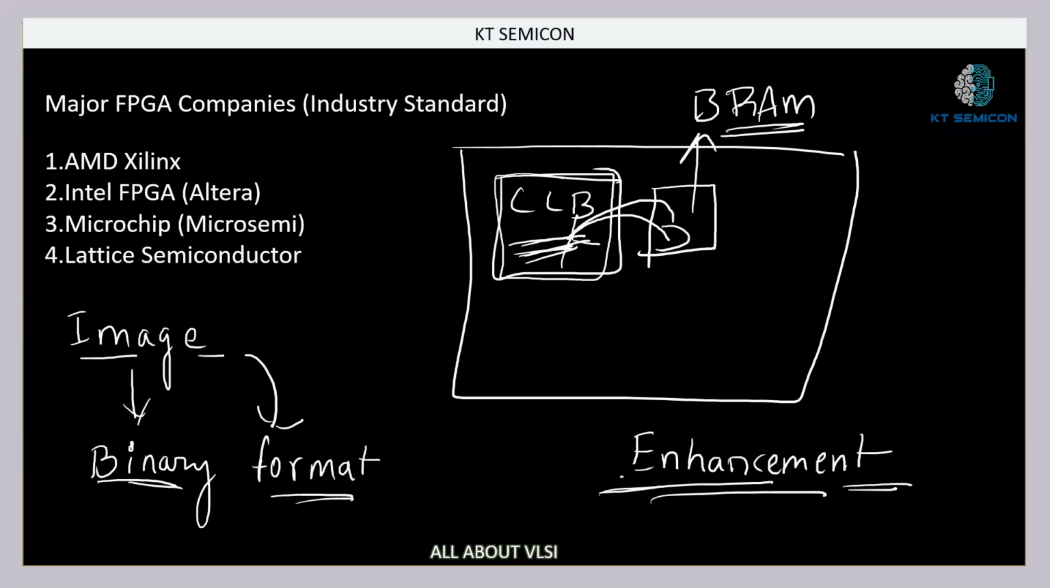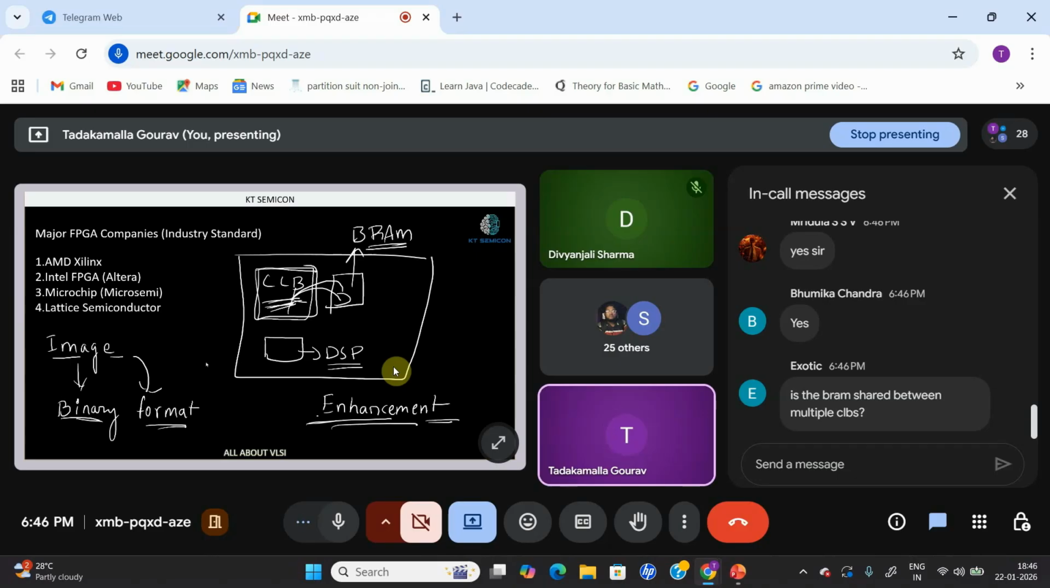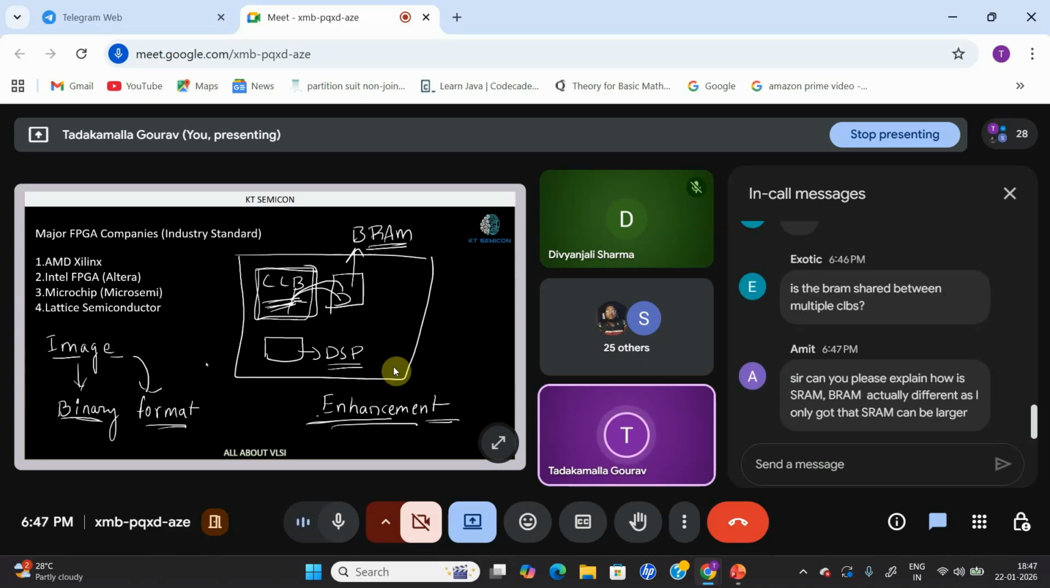And nowadays, inside your FPGAs, you have something known as DSP blocks also. DSP stands for digital signal processing blocks. So you also have these DSP blocks for performing signal processing techniques, right? BRAM is shared between multiple CLBs. Exactly. CLBs will share these BRAMs. There will be multiple numbers of CLBs and BRAMs according to the board or the FPGA configuration you are going to take. I will show you how to choose your FPGA, how to read your schematics, how to read your specifications.